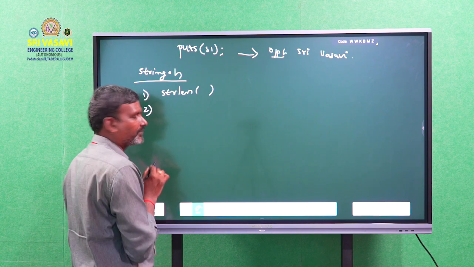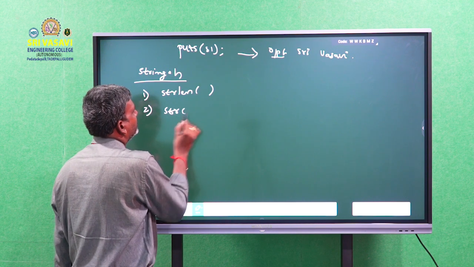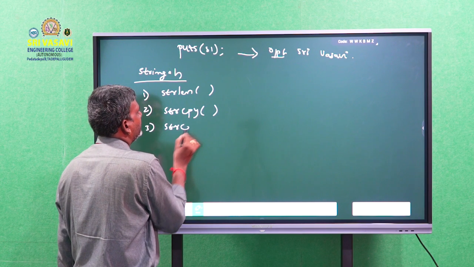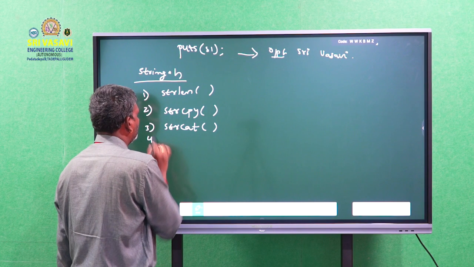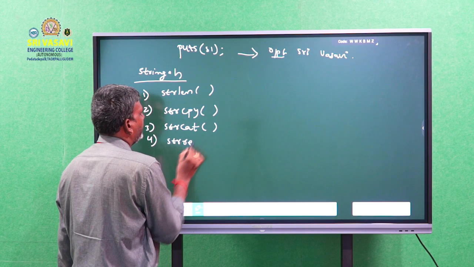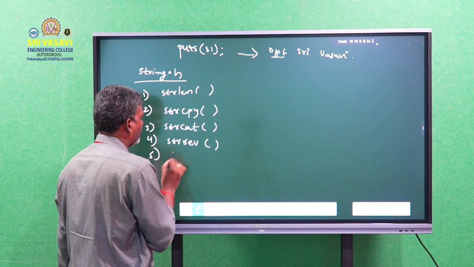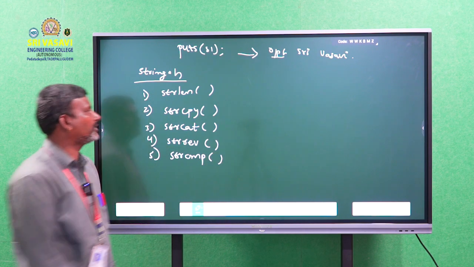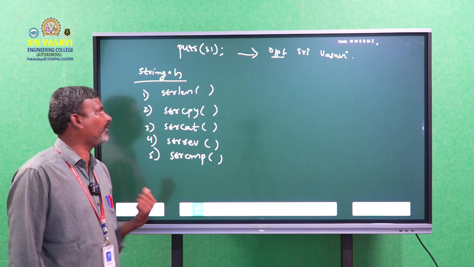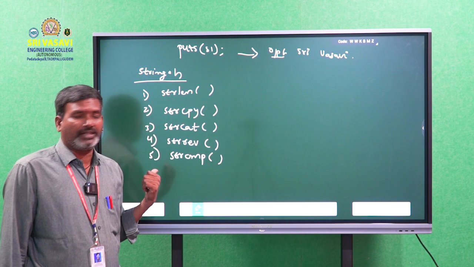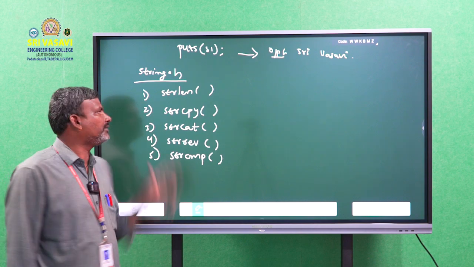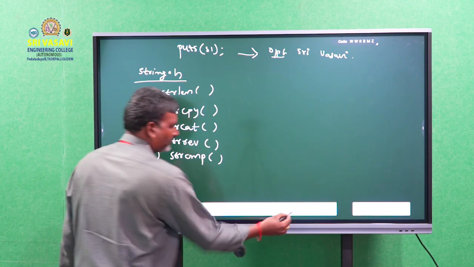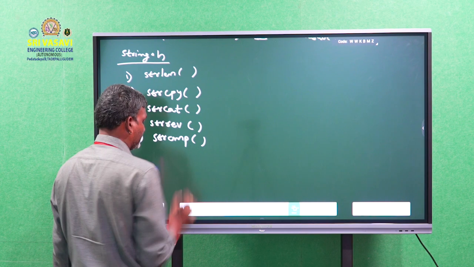strlen, this is the first one. strcpy, second one. strcat, third one. strrev, fourth one. Fifth one, strcmp. These are the different types of string handling functions available in string.h. The remaining ones are also there, but these five string handling functions are very important. Let us discuss them one by one.